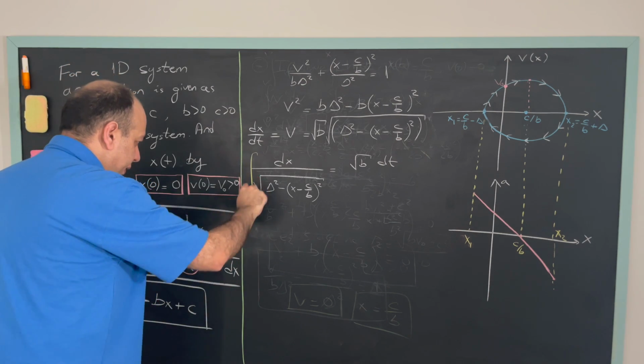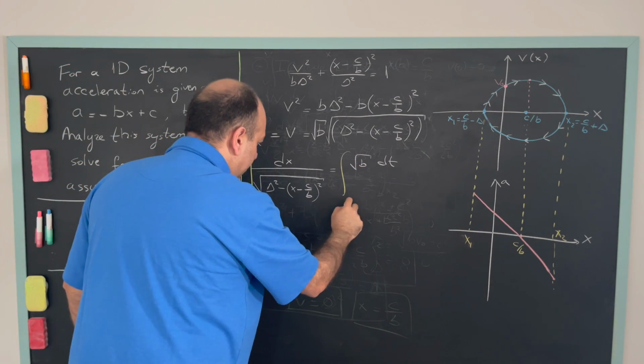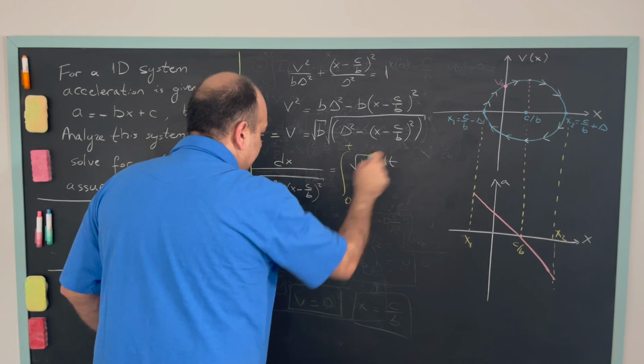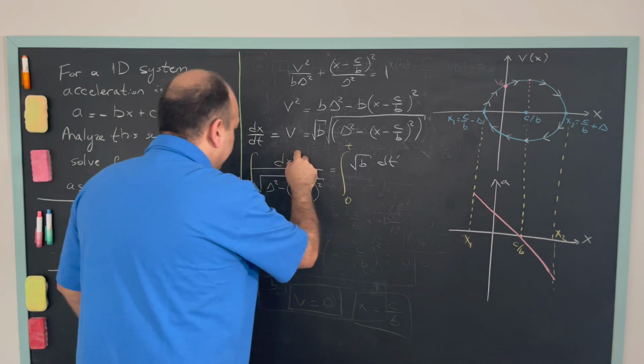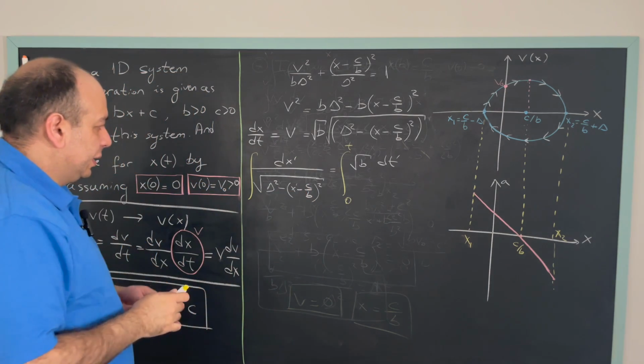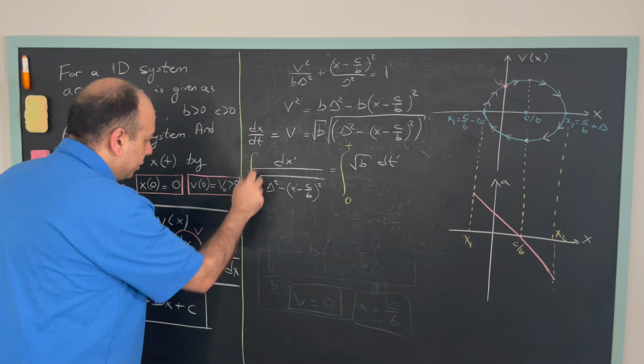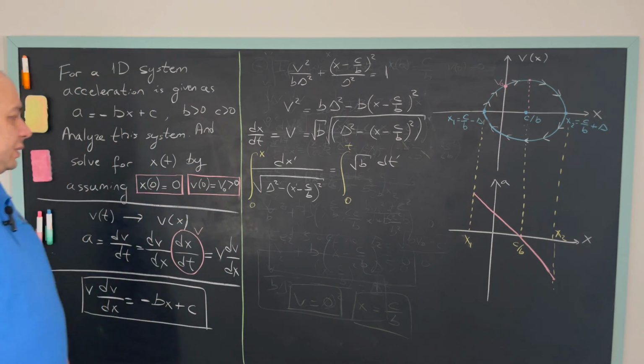So at this point, we're going to take the integrals. So t prime changes from 0 to t. Let's call it t prime, the integration variable, and this is x prime. Okay. So my x prime is going to change from 0 to x, because initially my position is 0.